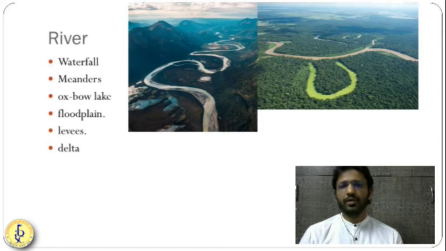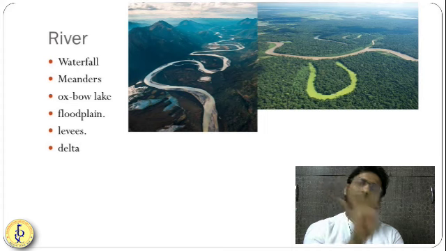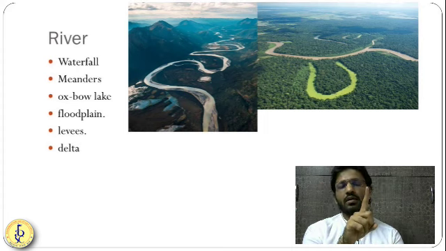Now weathering we are not going to see, neither are we going to see erosion in detail, just a little bit of landforms created by the erosional agents. So there are 4 erosional agents: river, wind, sea waves and glacier. So let us understand these erosional agents and the landforms created by them.